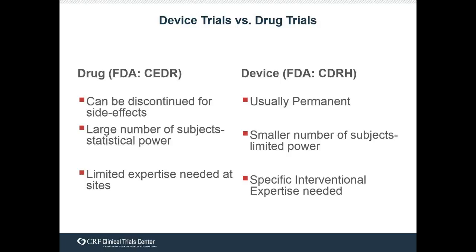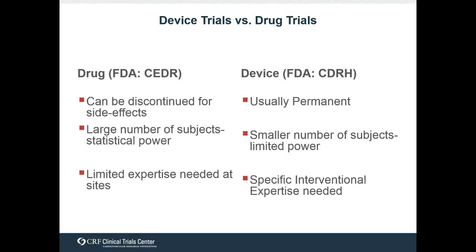What makes drug studies somewhat more straightforward is that at the sites, there needs to be expertise, but it's not as extensive as with device studies, in which you need to train the operators in a new device on how to use it. And if any side effects occur, most typically the study drug can be stopped and the side effect would be expected to resolve. That's not always the case, of course, but as a general rule.